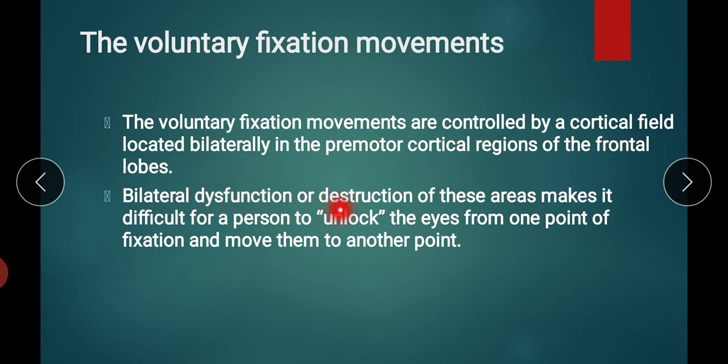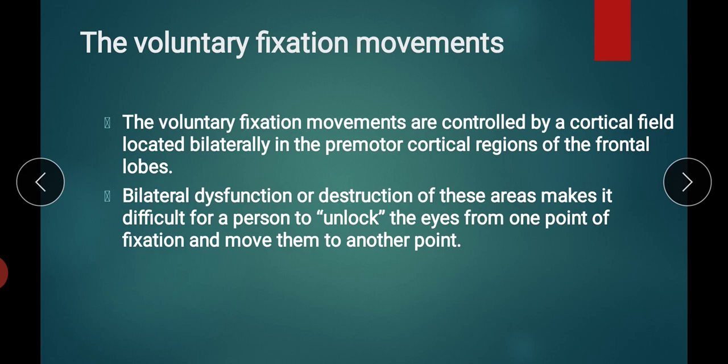Bilateral destruction or dysfunction of this area makes it difficult for a person to unlock the eye from one point of fixation and move it to another point. So we cannot unlock the eye. It means we cannot move voluntarily from one focus to another focus. Okay, if this area is damaged, the person cannot move the eye voluntarily from one object to another object. Okay, it means it is difficult to unlock the eye.